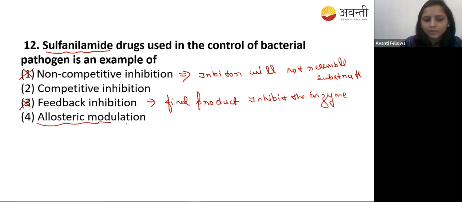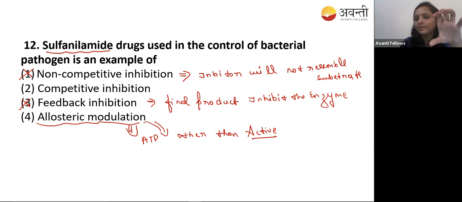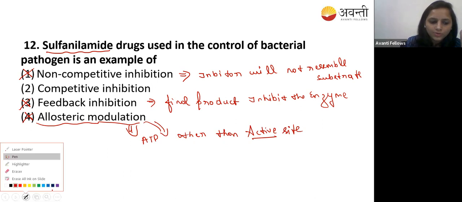Then coming to allosteric modulation. Do you know what allosteric modulation is, guys? For example, ATP. In allosteric modulation, the inhibiting molecule binds at a site other than the active site, but it modulates the active site of the enzyme so that the substrate cannot bind to it, thereby inhibiting the enzyme activity. So option 4 is also not the correct answer.